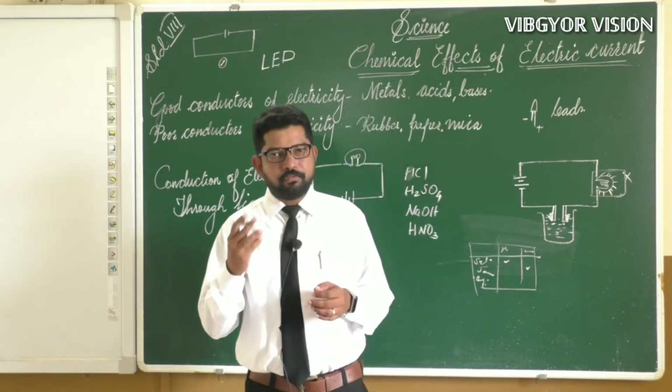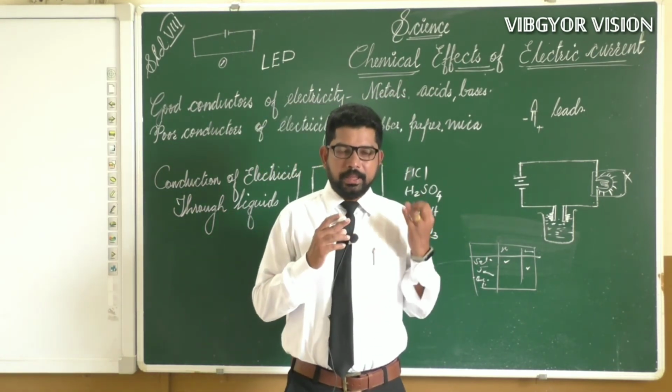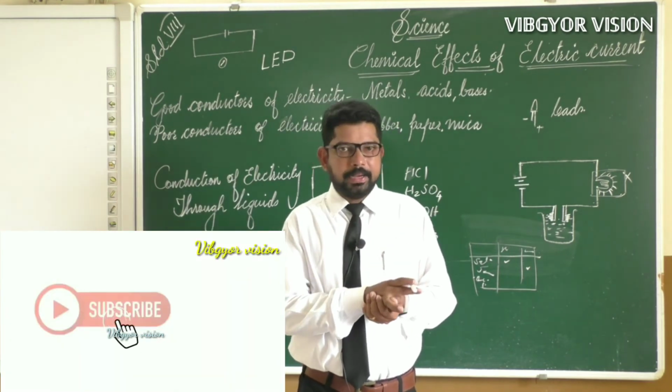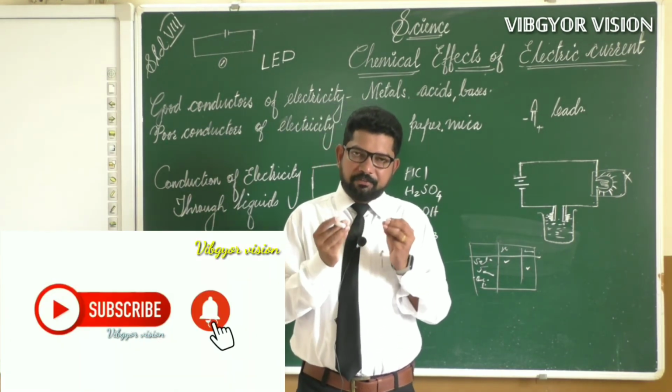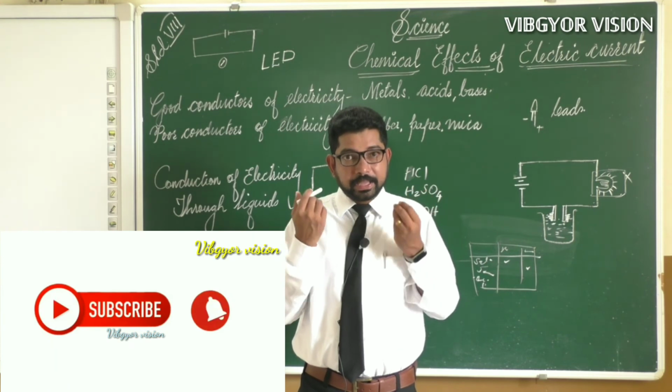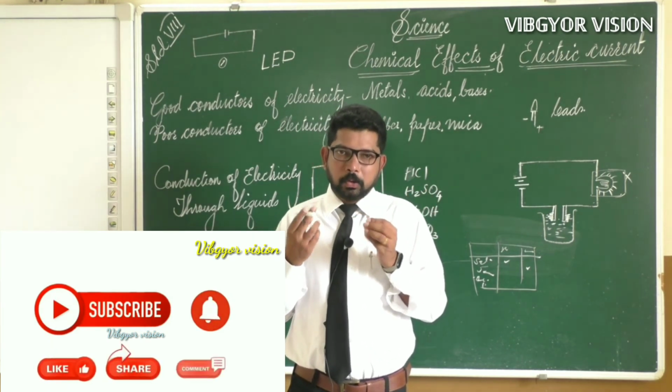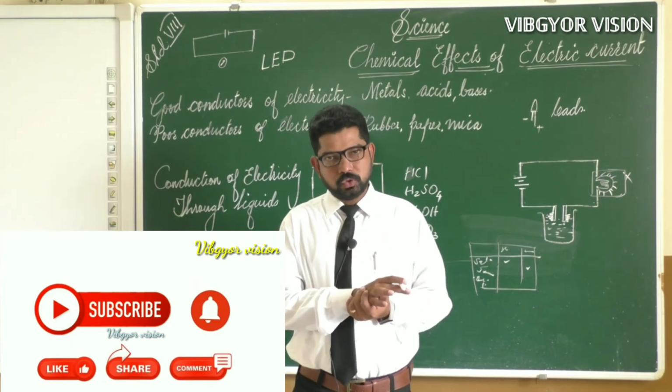And LEDs are of different colors. We can see a green one, a red one, or violet. Different colored LEDs are there. They are different colors because different chemicals are used in them.